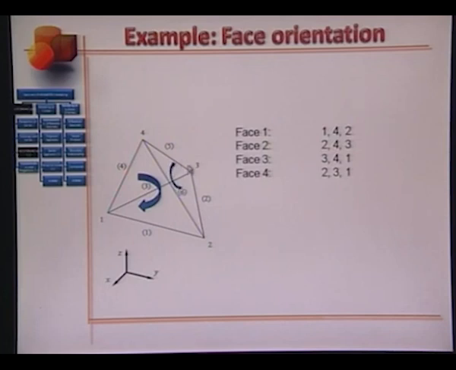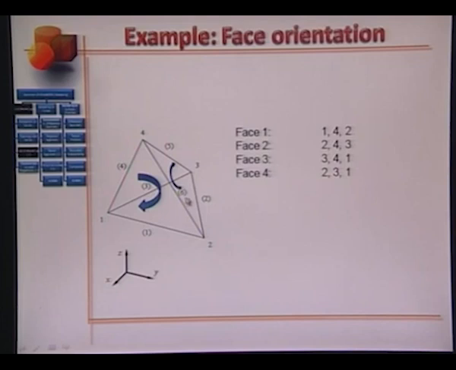Once again, if you use your right hand with your thumb pointing outwards, and if you curl the other 4 fingers along this arrow, you would notice that your thumb is pointing into the tetrahedron. How about face 3? We have 2 choices here. Choice 1 is we can go back to face this plane here and order the vertices, or we can stand or sit right here as we are.